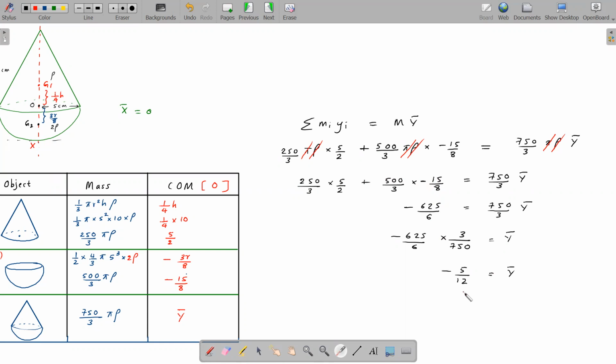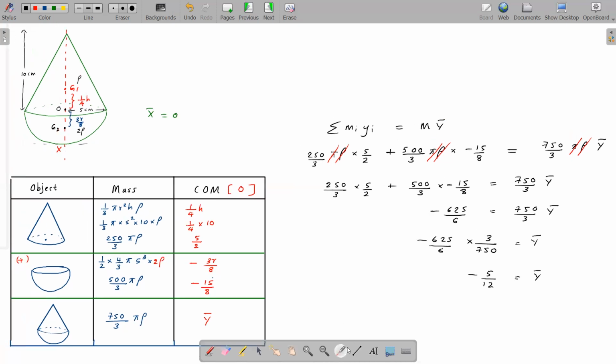So minus 5 over 12 means what? What does it mean that your y bar is negative 5 over 12? Guys, remember you measured everything from the point O, and I told you above O is positive, below O is negative. So clearly what it means is the center of mass of the composite body is at a distance 5 over 12 centimeters below O. Right, guys? So that's what it means.